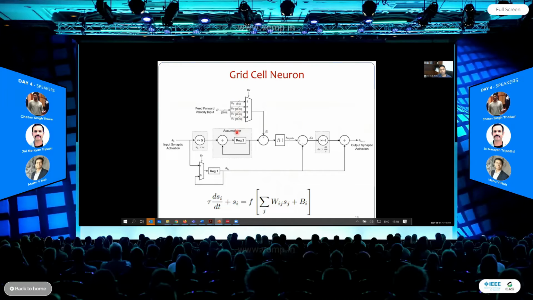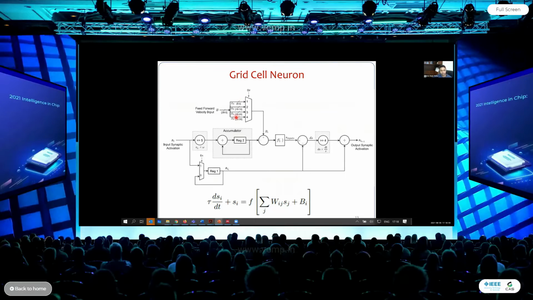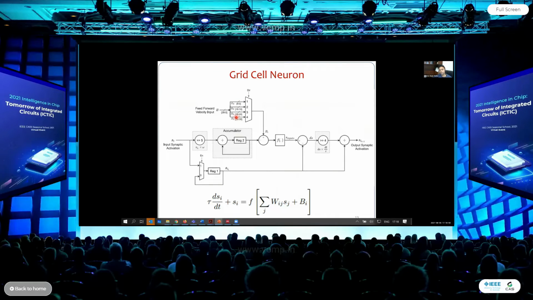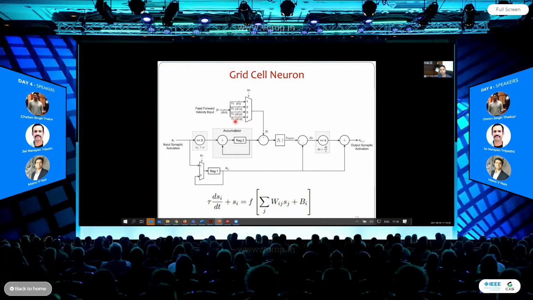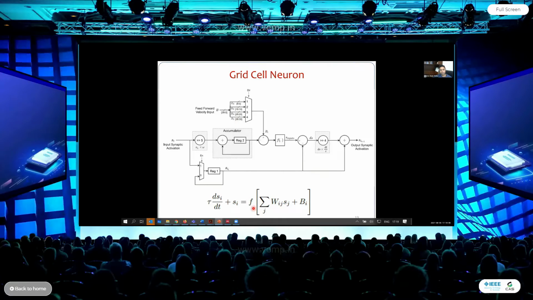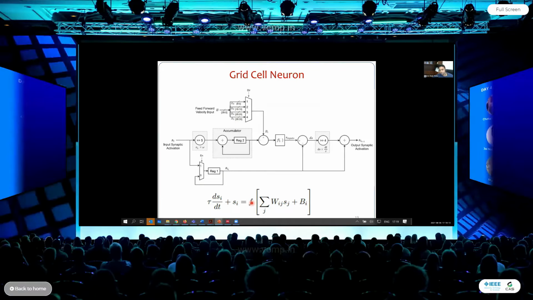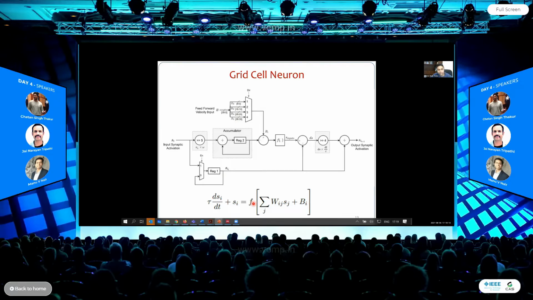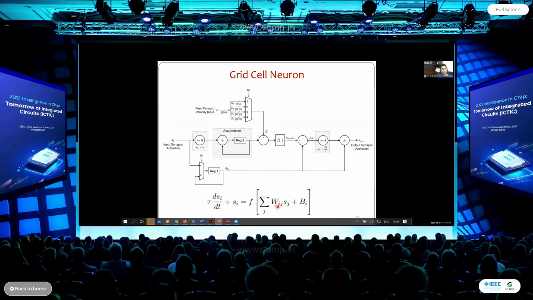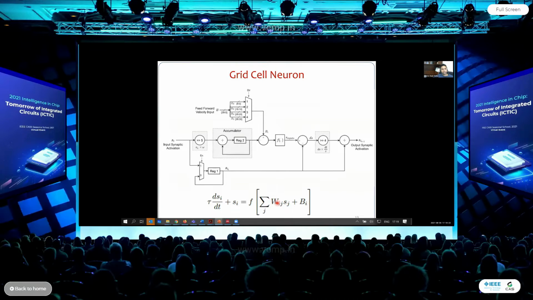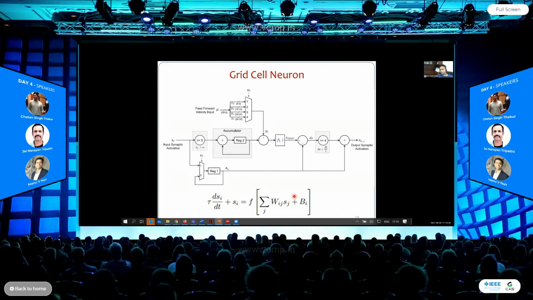So we here encode only 4 directions: 0, pi by 2, pi, and 3 pi by 2, basically east, north, west, and south respectively. And this is a simple rectification kind of nonlinear function we used in the hardware, which is kind of ReLU. WIJ, I'll let you know in the next slide what it is exactly, but it's a connectivity with the neighboring cells, and SJ is the input from the neighboring grid neurons.